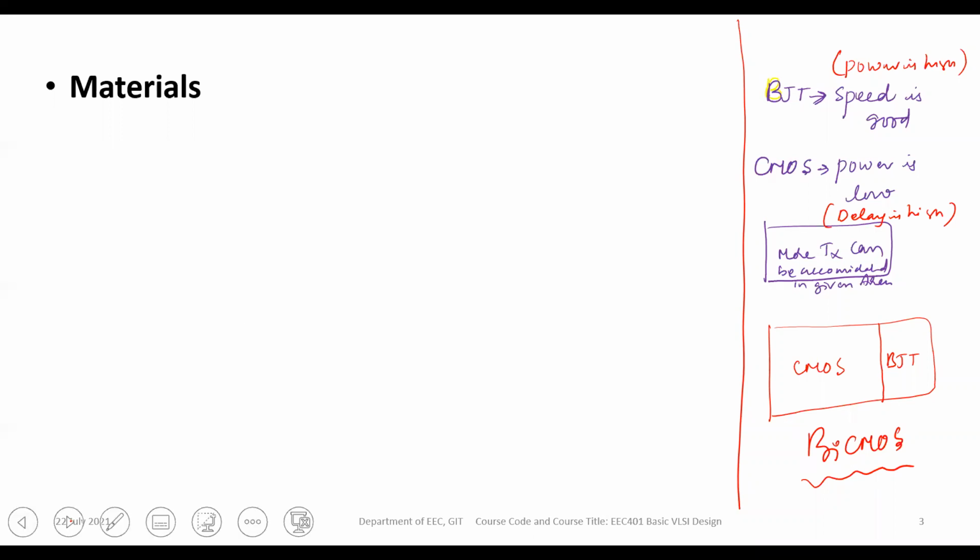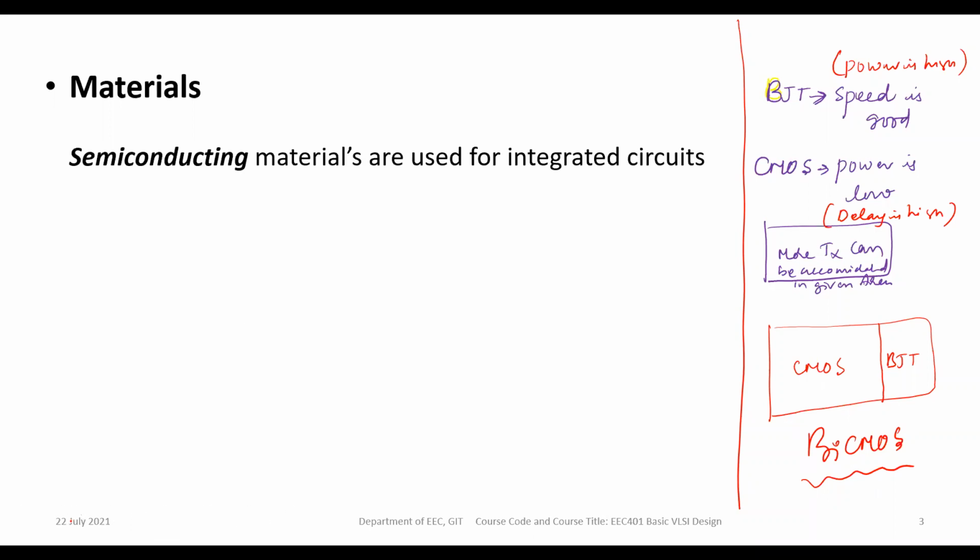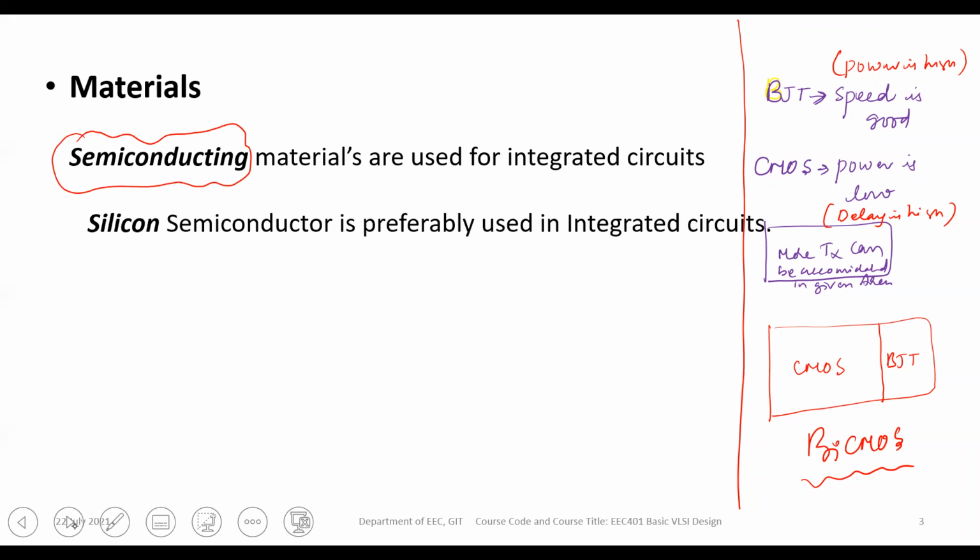As we know, silicon is a semiconducting material used for integrated circuits. We are going to use semiconducting materials, not conductors, not insulators. As everybody knows, materials are broadly classified into three types: conductors, semiconductors, and insulators. For making electronic circuits, especially integrated circuits, we use semiconductors. There are different semiconductor materials, and one important material is silicon. Silicon semiconductor we have to use.